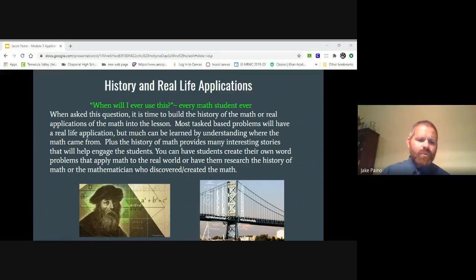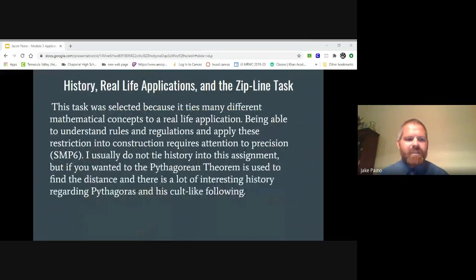And that's what this task was. Okay, this task was a real life application, right? You had to take all these rules and regulations and apply math to create more rules and regulations, to build, to code. It really gets the kids to attend to precision when they've got to follow these regulations, which attending to precision is an SMP, SMP number 6 to be precise.